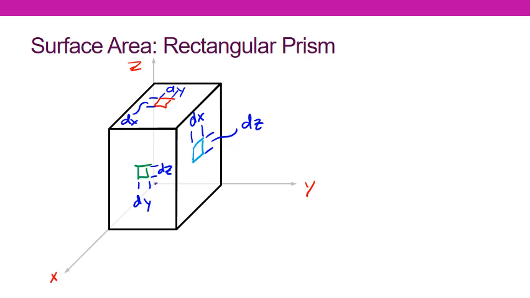from 0 to L if it's dx, the length if it's x, the width W if it's dy, and the height if it's dz. And so it's fairly straightforward. We use the same techniques we've used before, and we just have to do it multiple times.